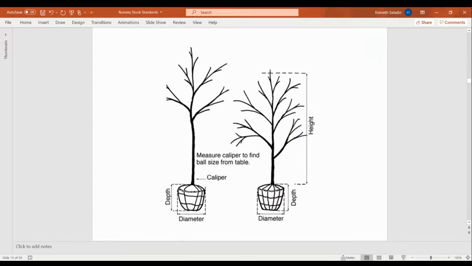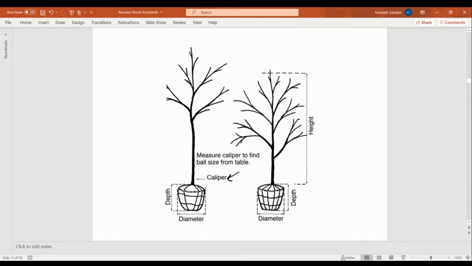You're looking at a picture of two different trees, so let's look at the one on the left. Now, this one happens to be an example of a balled and burlap tree that was dug out of the nursery. And you can see down here where it says caliper, so we're going to be measuring caliper 6 inches above the ground.